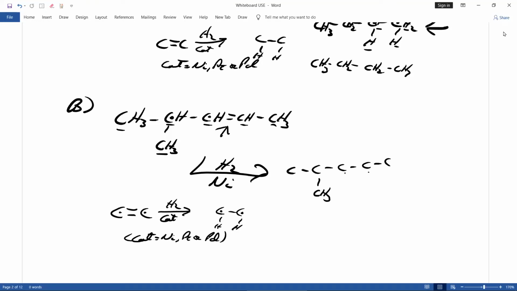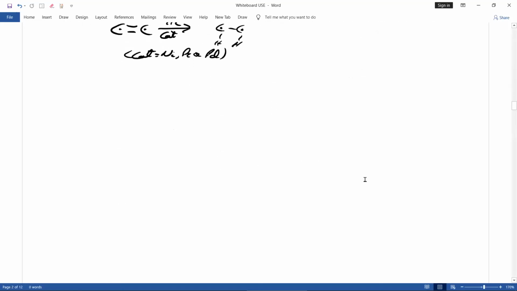Here are my 2 carbons of the double bond. I've lost one of the lines or bonds because I'm hydrogenating. And each of those 2 carbons gets a hydrogen. And now I can fill in the rest of the hydrogens because I know there's 4 bonds to carbon. And that's how you do it. Oh, let's do one more.